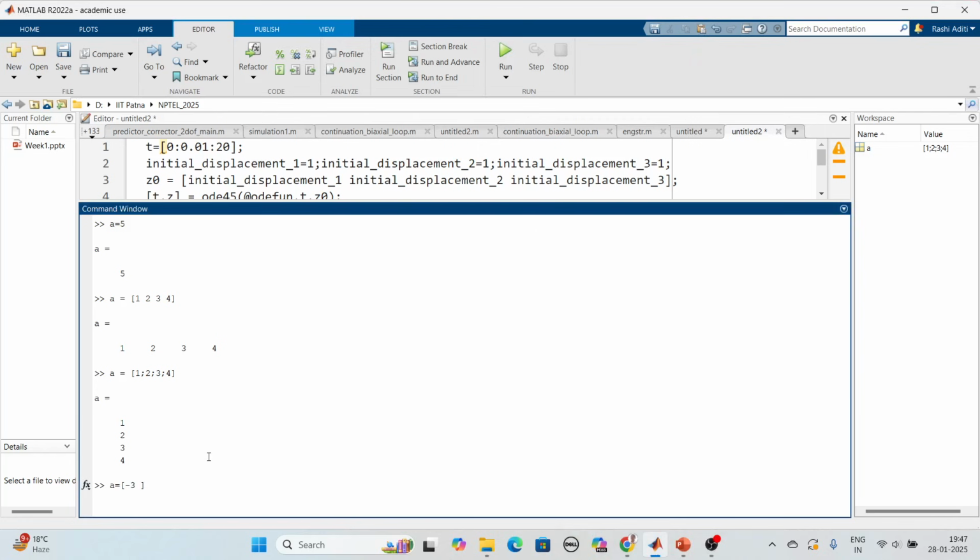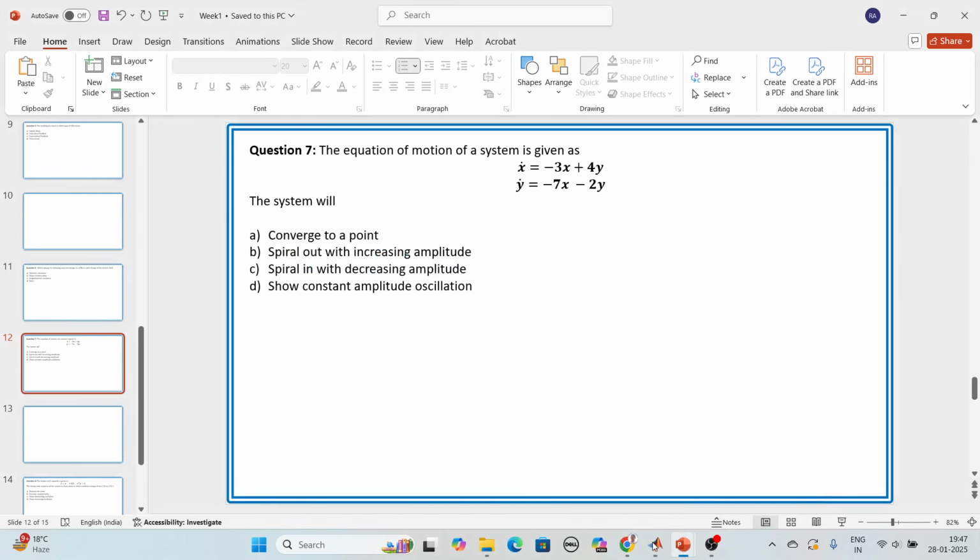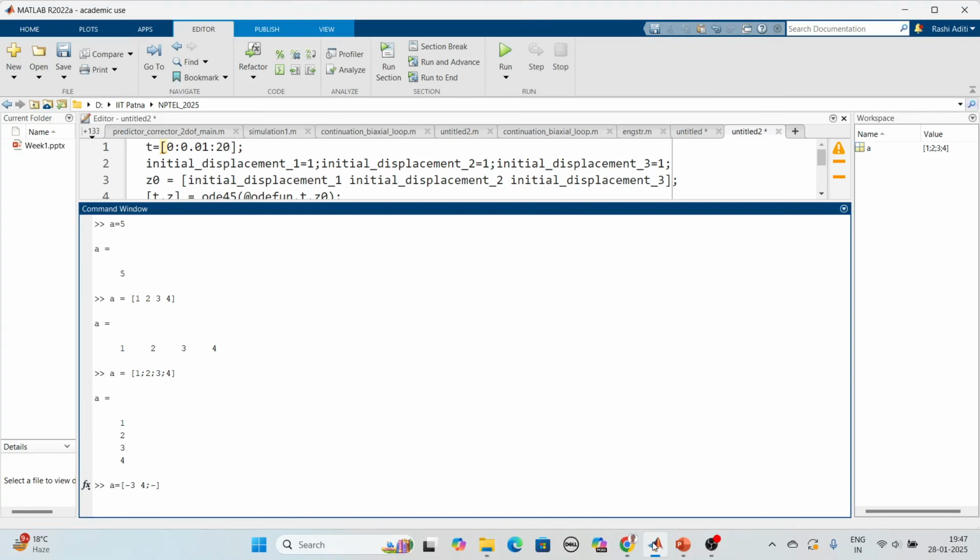-3 space 4 semicolon. Semicolon because now we want it in the next line. -3, 4, -7, -2. Enter. See, exactly same.